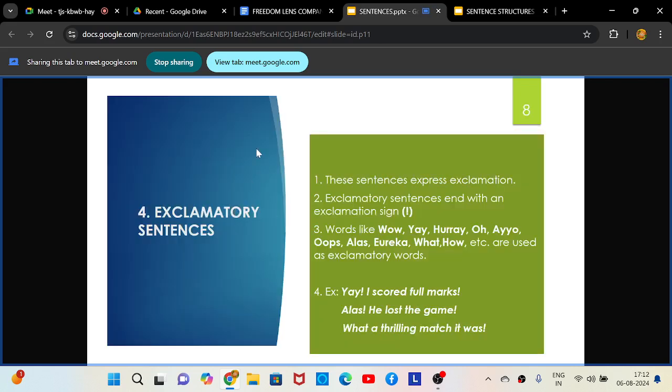Now finally moving to the last type, that is exclamatory sentences. Exclamation means to show a sudden outbreak of an emotion, a sudden emotional expression. Happiness, sudden sadness, sudden shock. Exclamatory sentences express exclamation, and these sentences end with an exclamation sign. Words like wow, yay, hooray, oh, ayyo, oops, alas, eureka, what, how, etc. are used as exclamatory words.